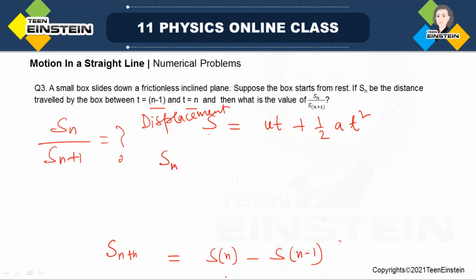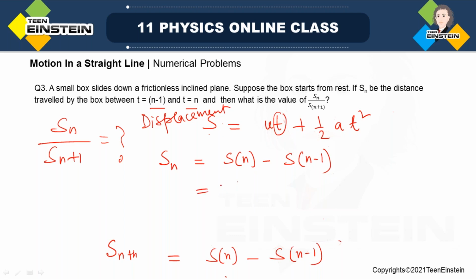So Sn means Sn minus Sn minus 1. Okay, we'll put it here in place of n. We'll put t as n minus 1. Sorry, in place of t we'll put n.